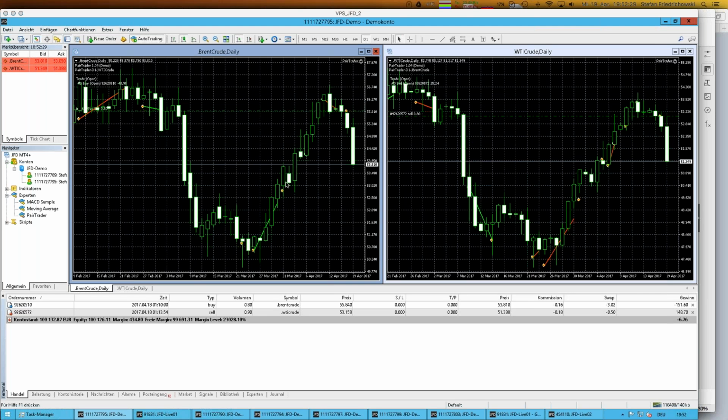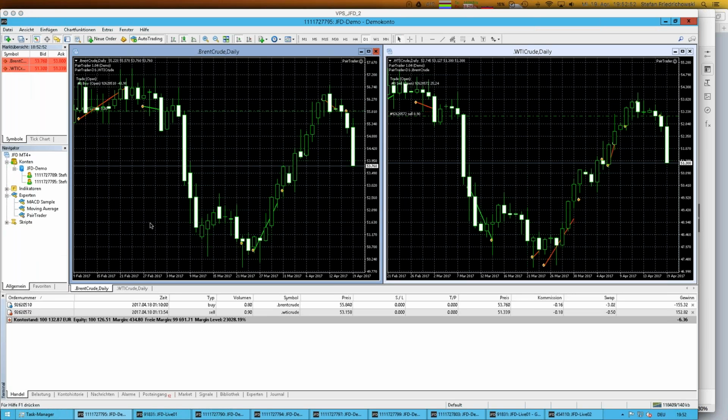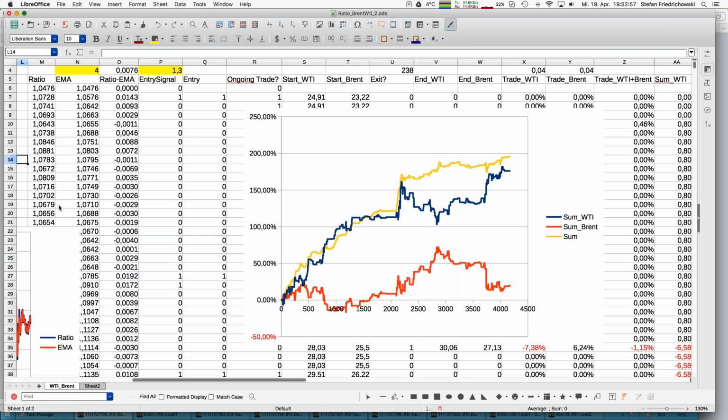So what we wait for is that it goes back to normal. And when we reach that, meaning the difference between the actual ratio and the EMA crosses the 0 line once again, then we close both trades. So that's the logic behind it, and you can see it's nearly ready to be traded automatically. The logic is exactly what we found here in the Excel sheet.